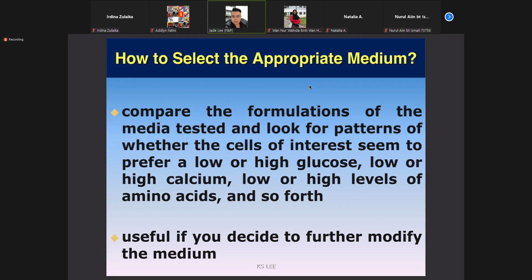Okay, especially when it comes to modifications of the media, you need to look at the characteristics of the cell and also the morphology of the cell after you grow them on the media that you adjusted.